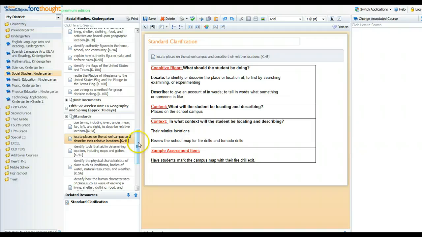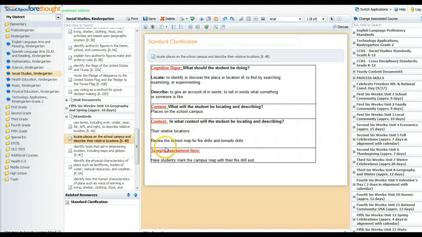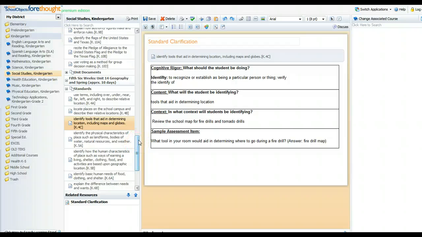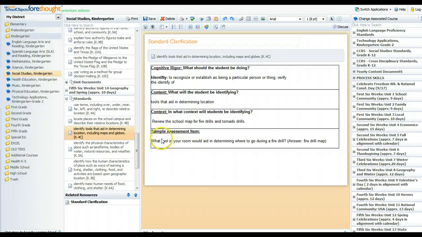On locating places on a school campus, we want them to review the school map for fire drill and tornado drill exits. This is a great time of year to get this done, especially with the weather here in Texas, and we all know what we went through last year. This would be a perfect time to review this. Your principals will appreciate that. In addition to that, we want to talk about what tools you would use to aid in determining what to do in the middle of a drill. Now, those are big words, but please remember we're working on that. So tools that aid in determining where to go during a fire drill. And that answer would be your fire drill map. And if I were you, I would take the students to that, show them where it is.